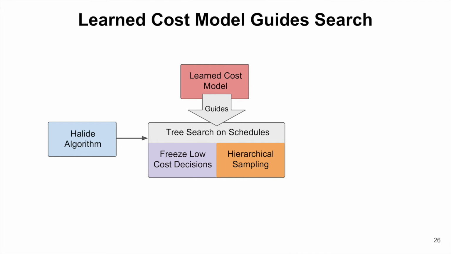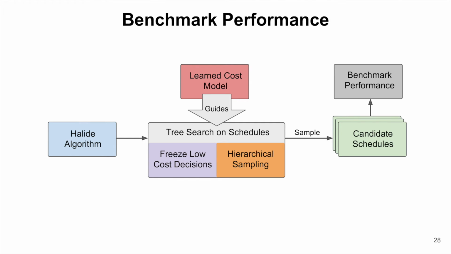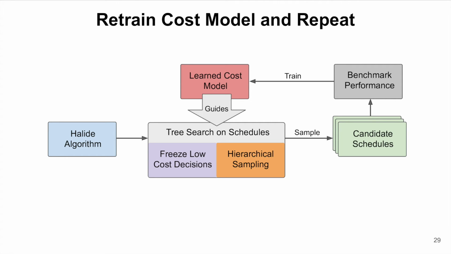The search is guided by a learned cost model that predicts the runtime of the generated scheduling options. And using this procedure, we can generate possible schedules for the input algorithm. We compile and benchmark each of these schedules to obtain ground truth runtimes. We can then retrain the cost model and repeat this process. After each training iteration, the cost model ideally becomes better at predicting runtimes and can guide the tree search into better parts of the scheduling space.